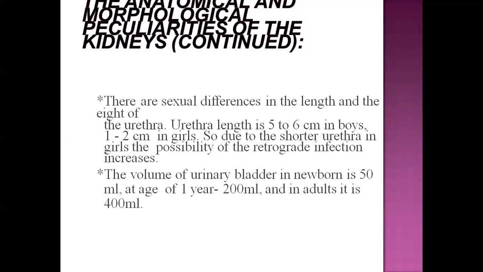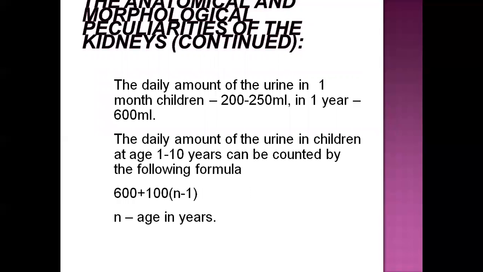There is a sexual difference in the length of the urethra. Urethra length is 5 to 6 centimeters in boys and 1 to 2 centimeters in girls. Due to the shorter urethra in girls, the possibility of retrograde infection increases. The volume of the urinary bladder in a newborn is 50 ml, at the age of 1 year 200 ml, and in an adult 400 ml.